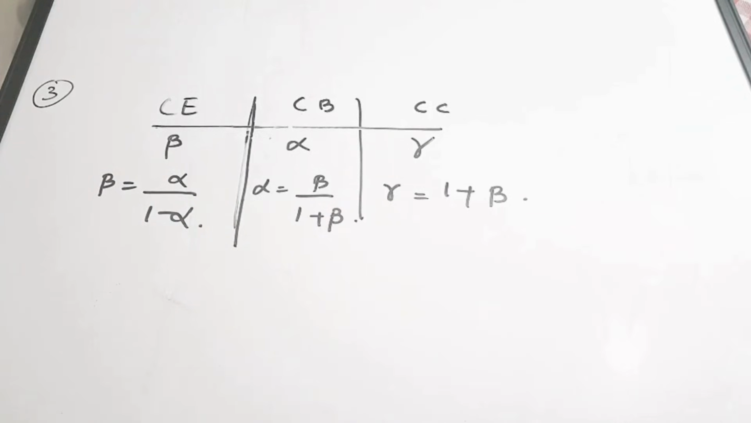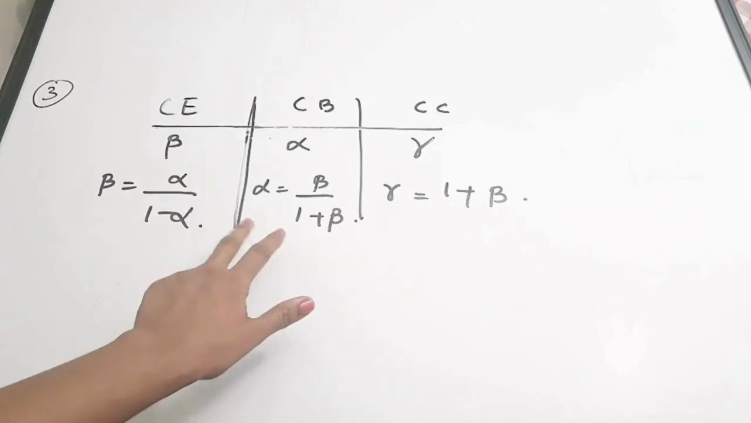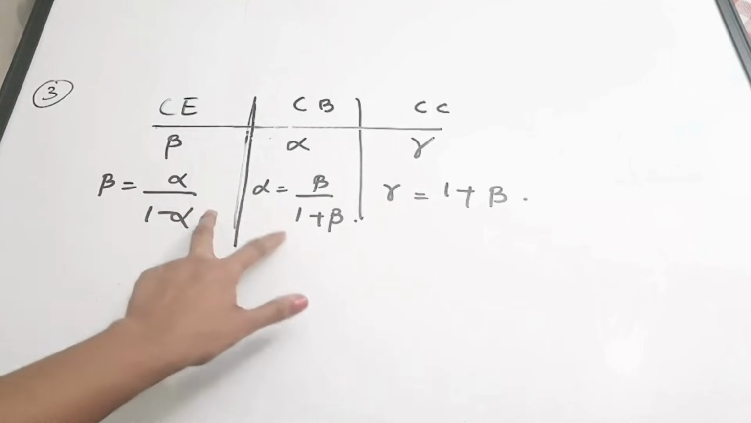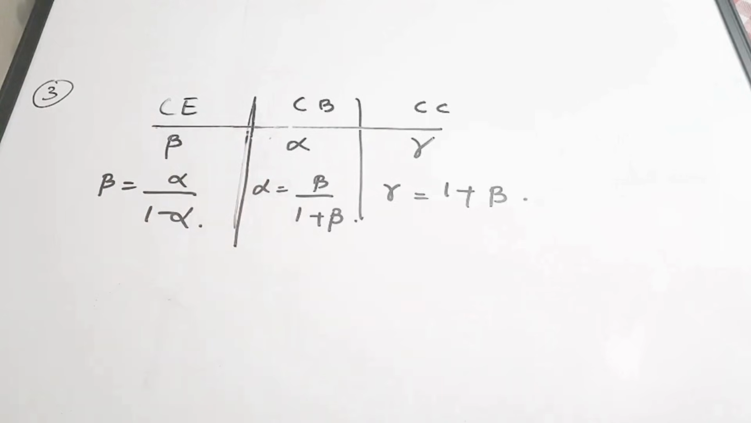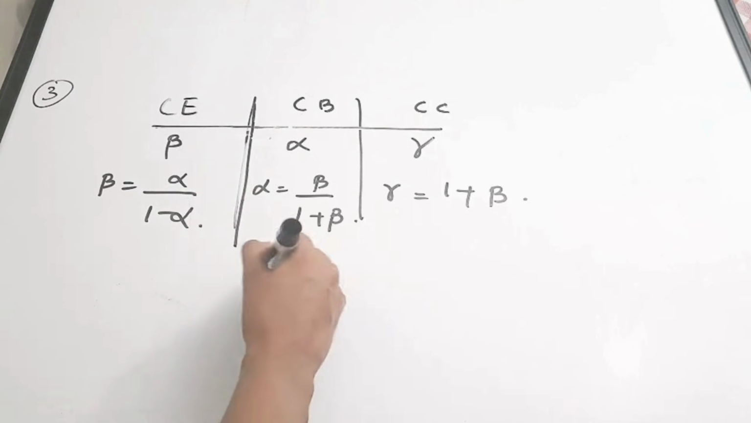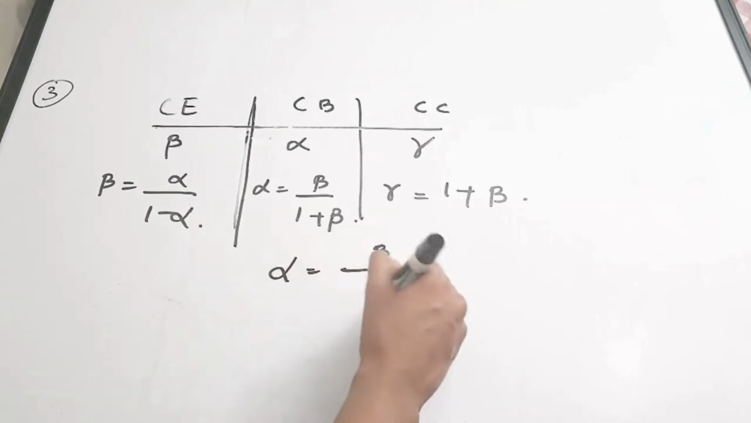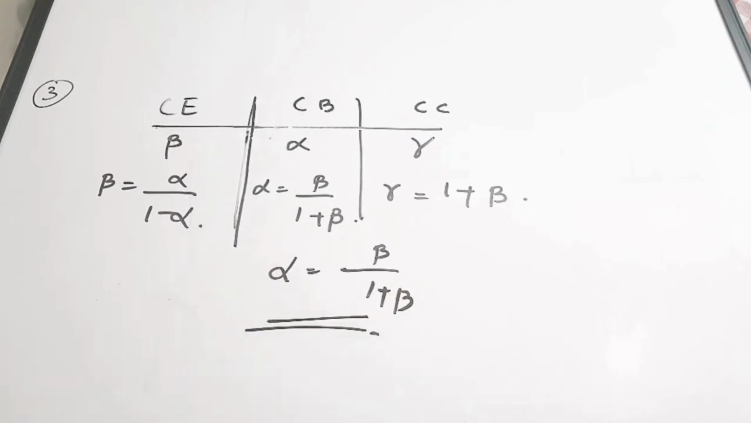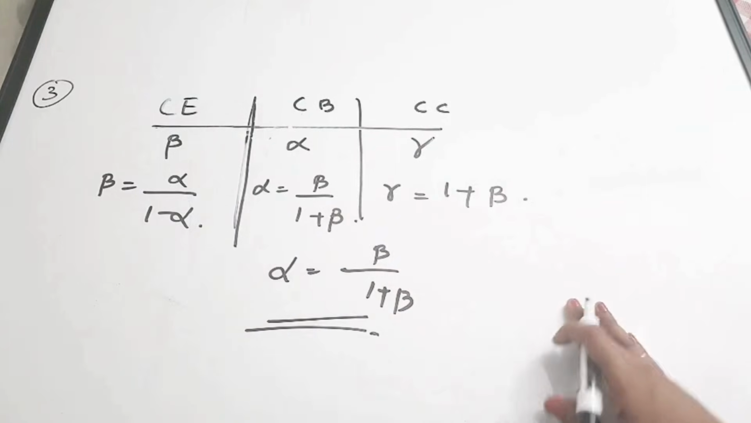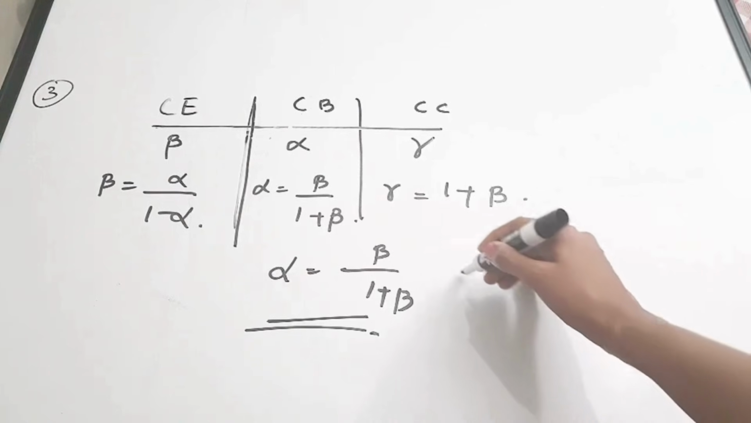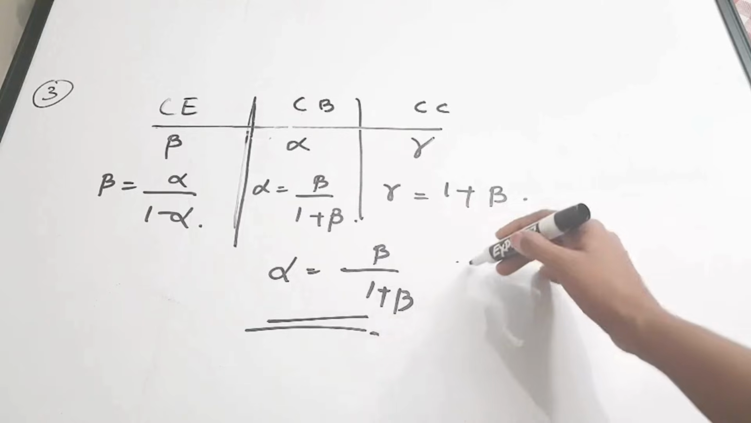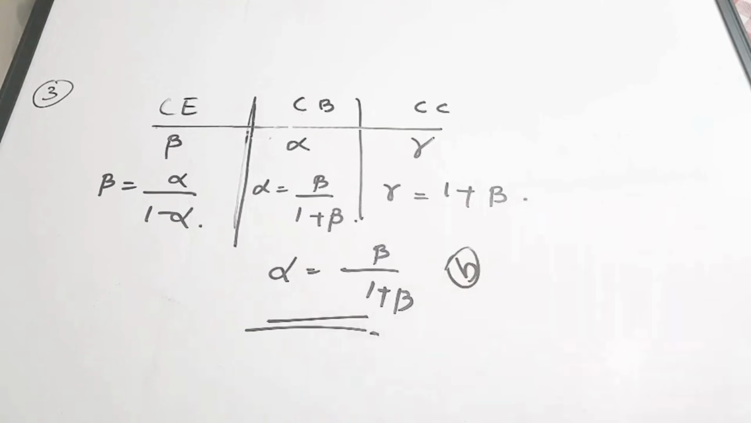Okay, so here the question is connecting these two factors, alpha and beta, and you have to find the relation between alpha and beta, which is alpha equal to beta by 1 plus beta. So you should be knowing these three current gains and the relation between them. It is very important. So the correct answer is alpha equal to beta by 1 plus beta, which is option B, the correct answer for your third question.